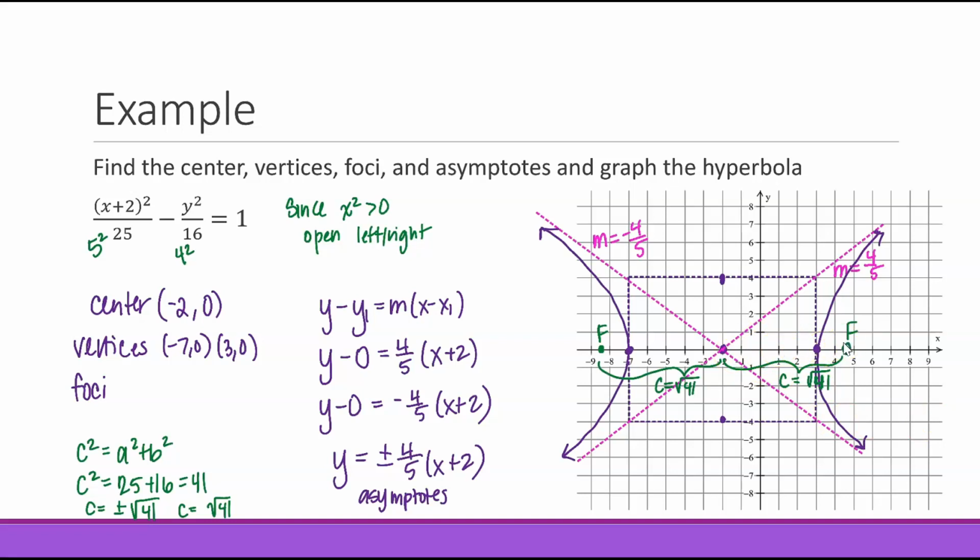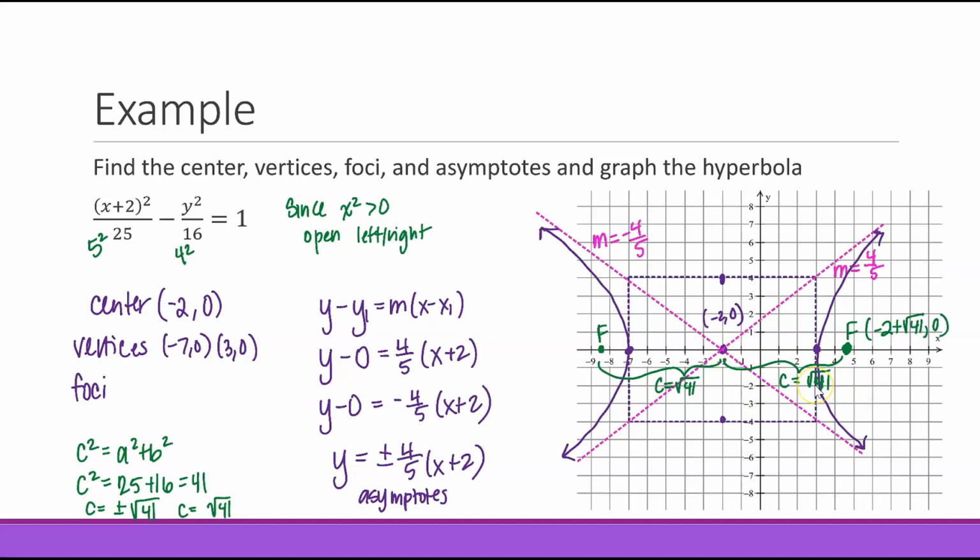So this coordinate point right here is the focus. It's radical 41 to the right. So this point right here, the center, that was negative 2, 0. Let's not forget that. So we're adding radical 41 to the x component. So the focus is going to be negative 2 plus radical 41, comma 0.